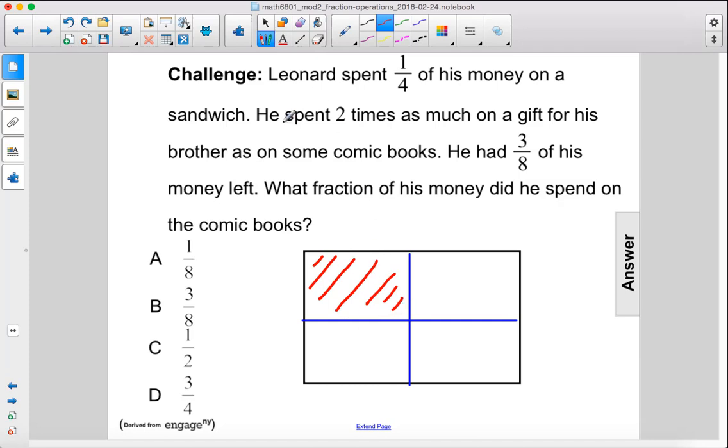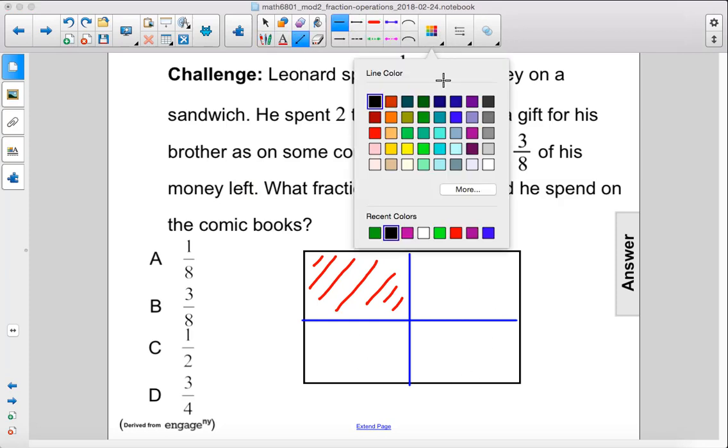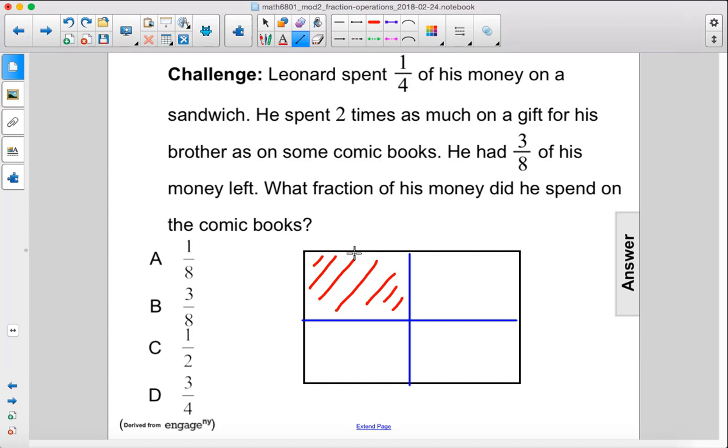He spent 2 times as much on a gift for his brother as on some comic books. Well, we don't have that much information here, so maybe let's look at the next piece. He had 3/8 of his money left. So we can mark off 3/8 in here. We just have to split this up into eighths. So now we're going to further split this whole box up into eighths.